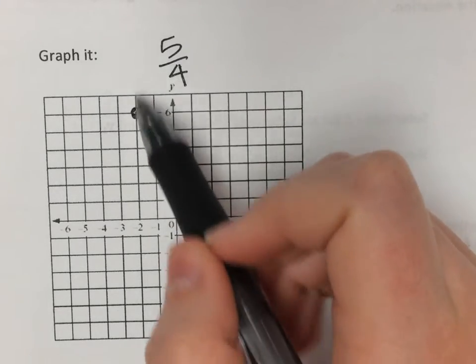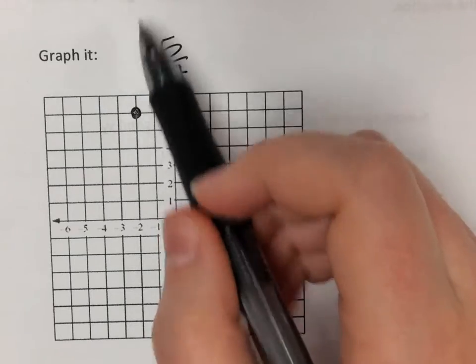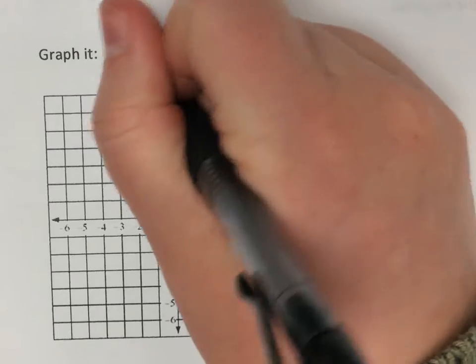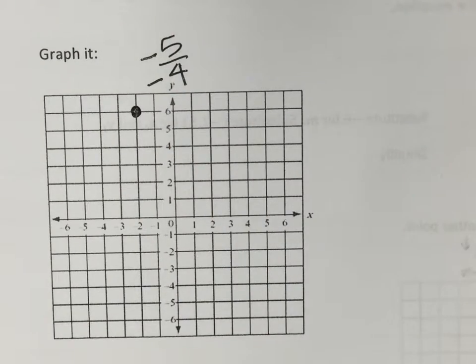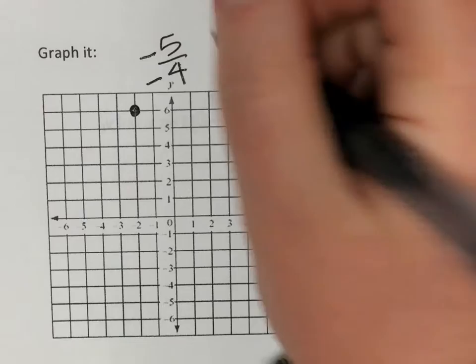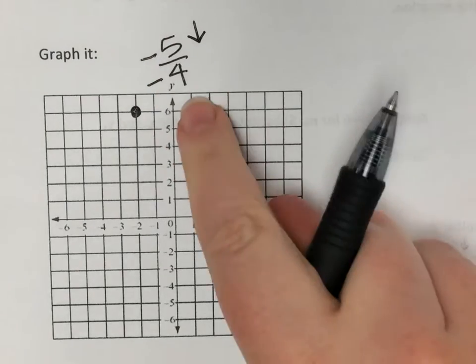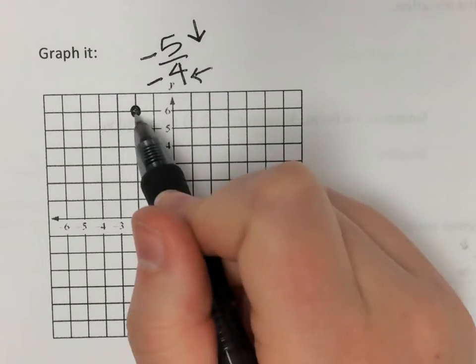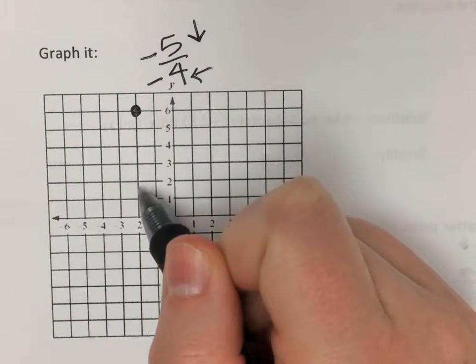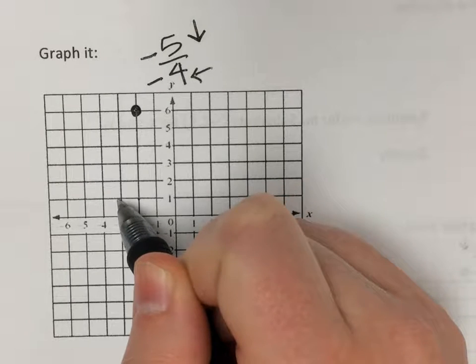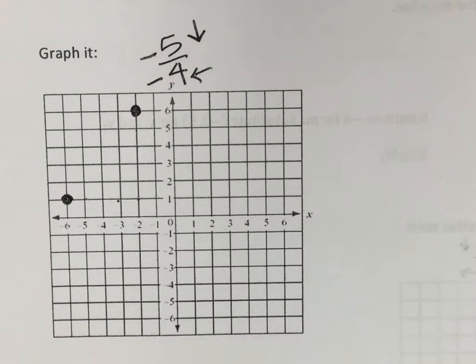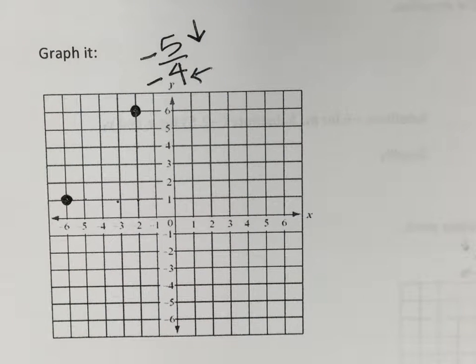Okay, I can't go up 5. There's not enough boxes. And since I can't go up 5, instead of doing a positive 5 and a positive 4, if we make them both negatives, that's the same number because a negative and a negative is still positive. But this way we can go down 5 and then which way? Left 4. We're going to do the complete opposite of what it says. So 1, 2, 3, 4, 5 down. Left 1, 2, 3, 4. Very good, y'all. So if we can't go up and right, we can do the opposite and go down and left.